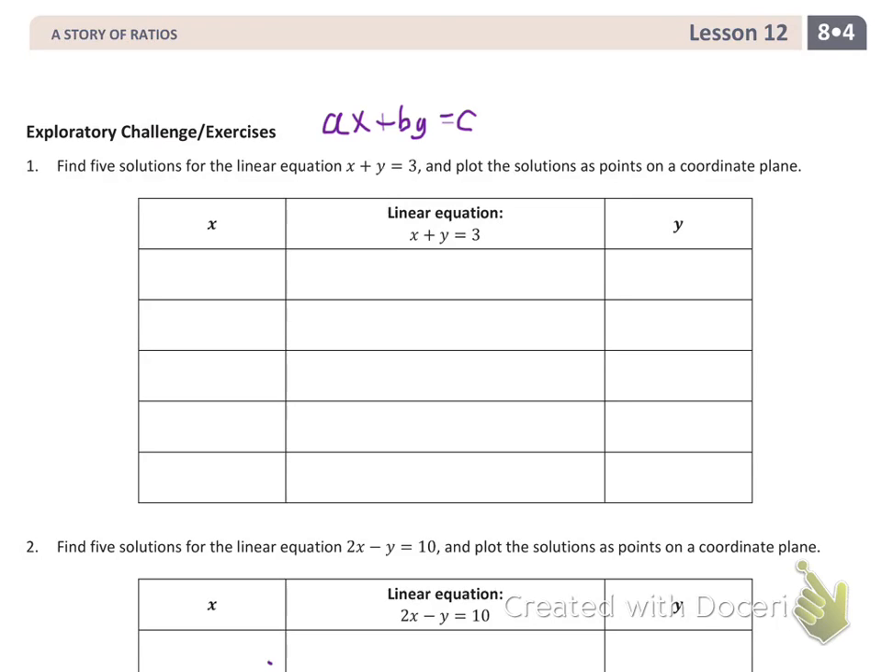Okay, in this case of x plus y equals 3, a is 1, b is 1, and c is 3. So go ahead and pause the video and find 5 solutions to this. You can find more if you want, but find at least 5 to fill in the table. And then we will do a graph together. You will need your own graph paper for this, so make sure you have that.